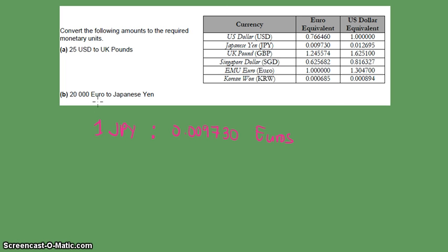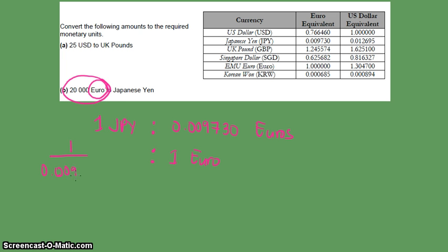So if I need to find the conversion of 20,000 euros to Japanese yen, I need to find how many Japanese yen there are for every euro. And I can find that. So 1 euro is equivalent to 1 over 0.009730 Japanese yen. In an equation, it's like dividing both sides by 0.009730 to get 1 euro. And once you have the equivalent value of every euro in Japanese yen, it will be easy for you to find the conversion.